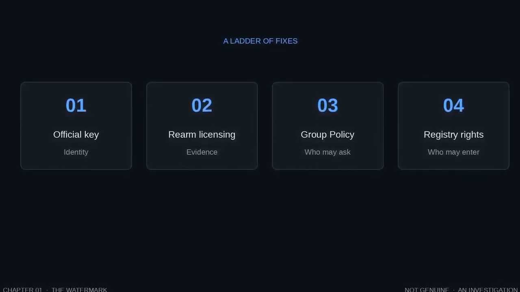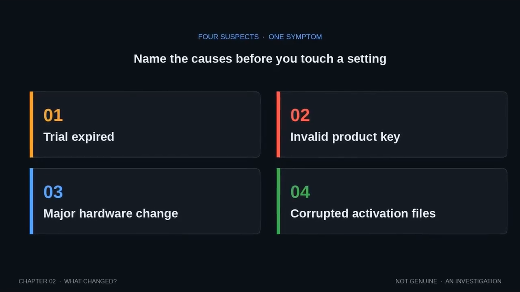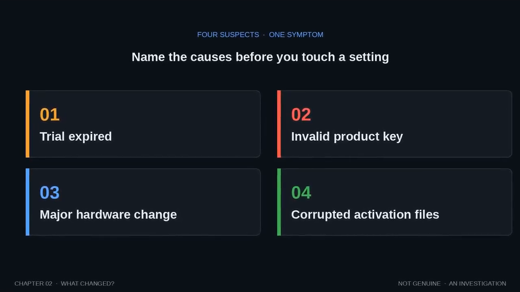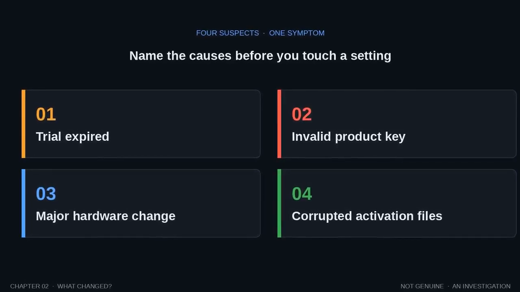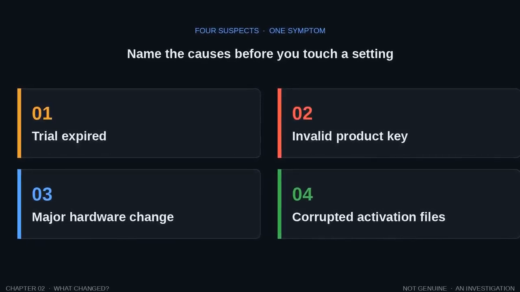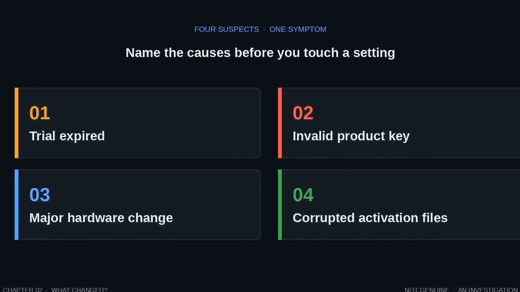Tonight, we treat that warning the way a careful investigator would, not as a single fault, but as a short list of failures that look identical from the outside, and a ladder of fixes that starts with the official path and climbs into the places where Windows keeps its secrets. Before you touch a single setting, name the suspects. The source behind this investigation lists 4 common reasons the not genuine warning appears, and treating them as rivals is the whole method. Suspect 1, the trial expired.